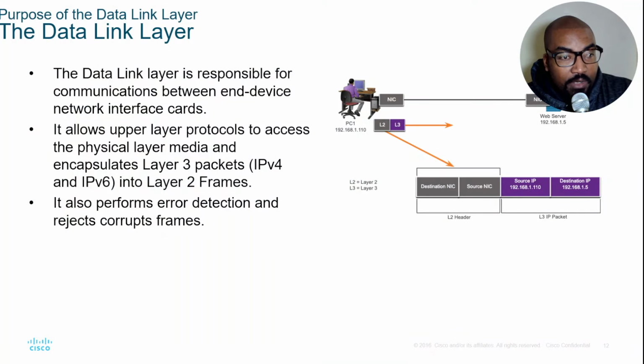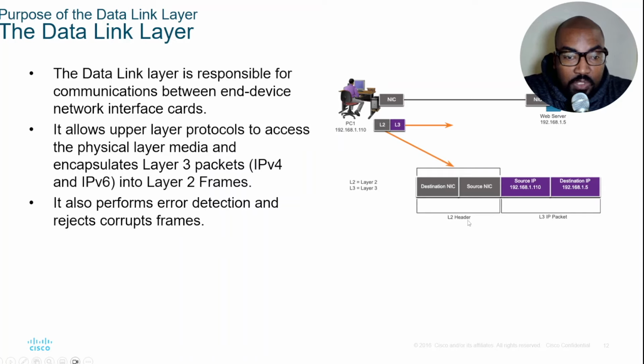The data link layer is responsible for communication between end devices and network interface cards. The end devices, like a computer or laptop, and the network interface card would be those dedicated peripheral devices that are attached to those machines. It allows upper layer protocols to access the physical layer media and encapsulates Layer 3 packets, which is IP version 4, into Layer 2.